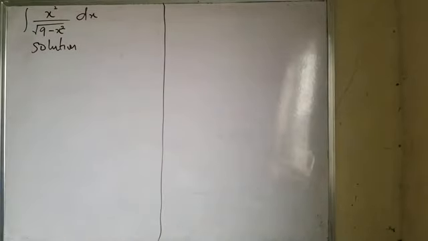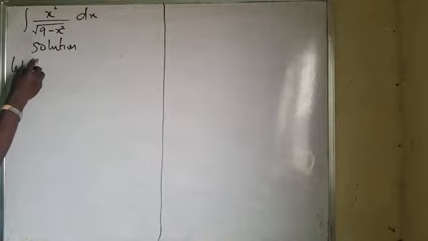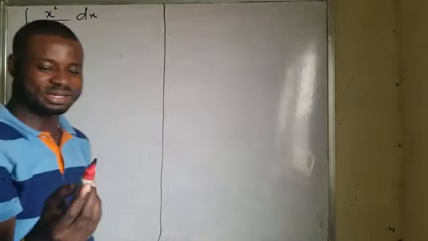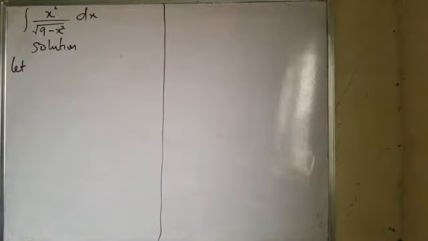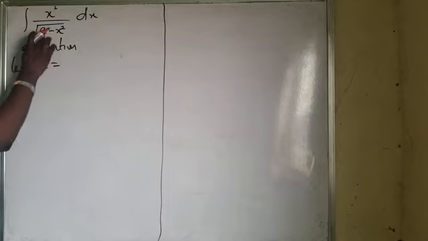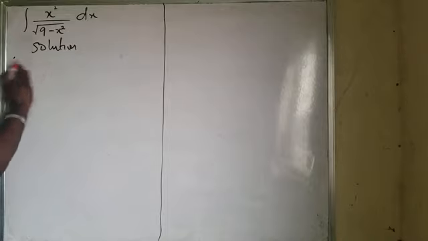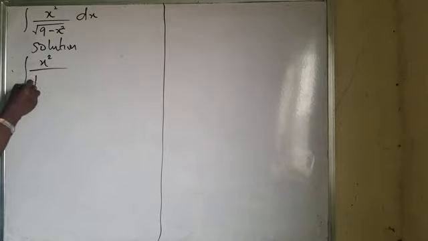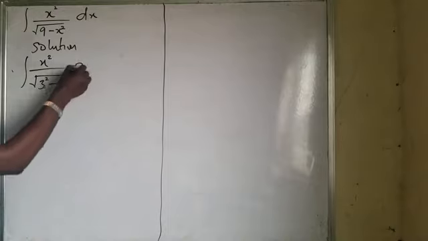The first thing I will do is look at the denominator. People have been complaining about my handwriting, so I have to make it bigger and bolder here. Now, this is 3, which means I can write this as the square root of 3 squared minus x squared, with respect to x.